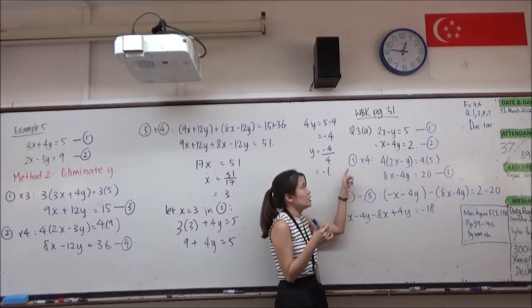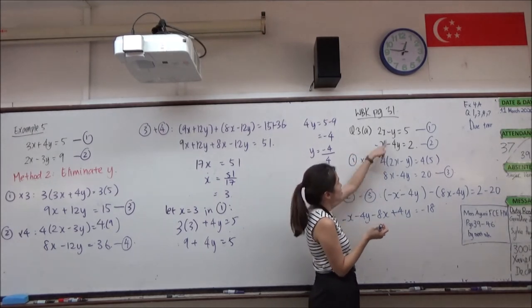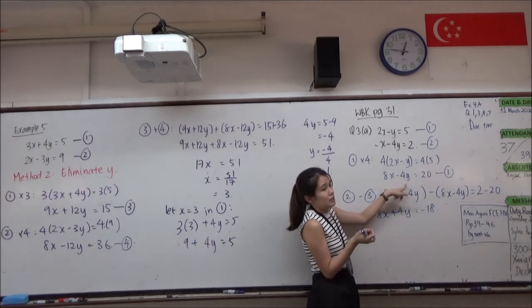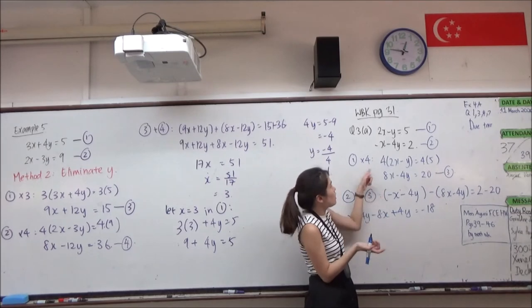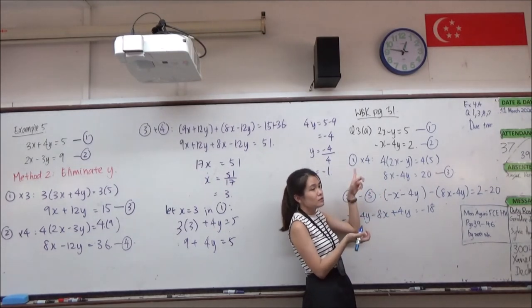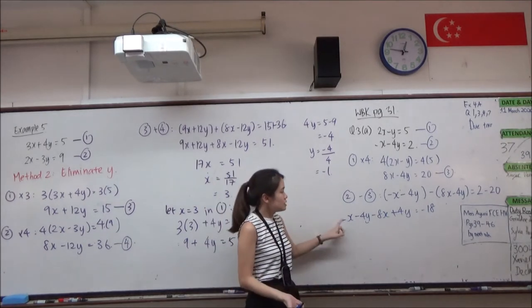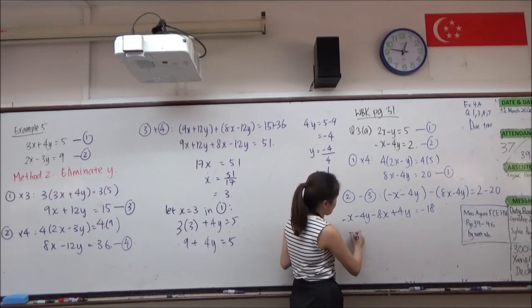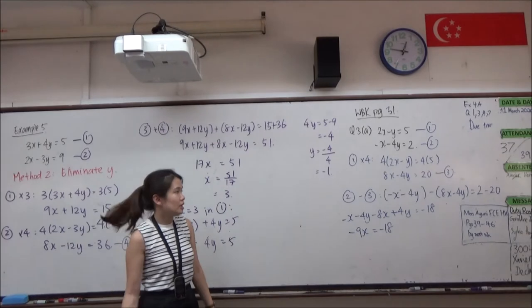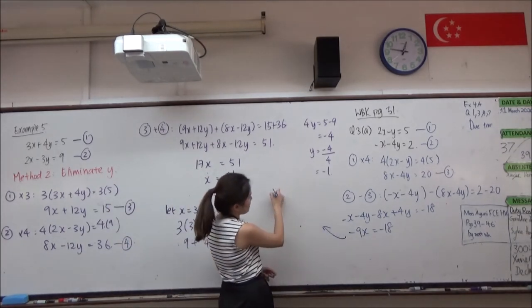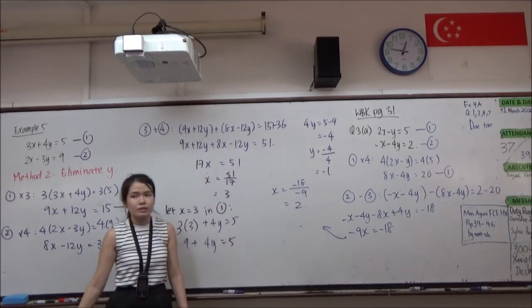Can we use equation 3 and 1? No. Because equation 3 and equation 1, 2x is not 8x. So negative 1 is not negative 4y. So you will not get yourself to eliminate anything. And furthermore, equation 3 came from equation 1, so you are doing the same thing over and over again. It doesn't help at all. So therefore, negative x minus 8x, you get negative 9x equals to negative 18. Then x will be equals to negative 18 over negative 9, and we get 2.